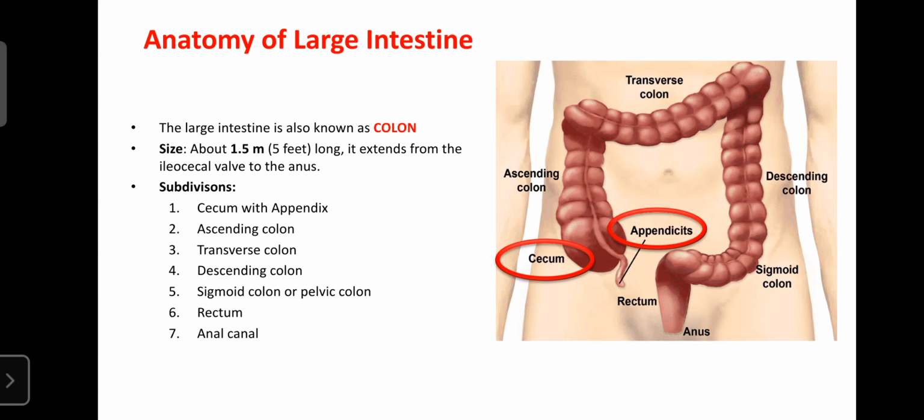Okay, so it does not have any functions. It does not participate in digestion. It is an extra organ in our body. So that was the appendix.